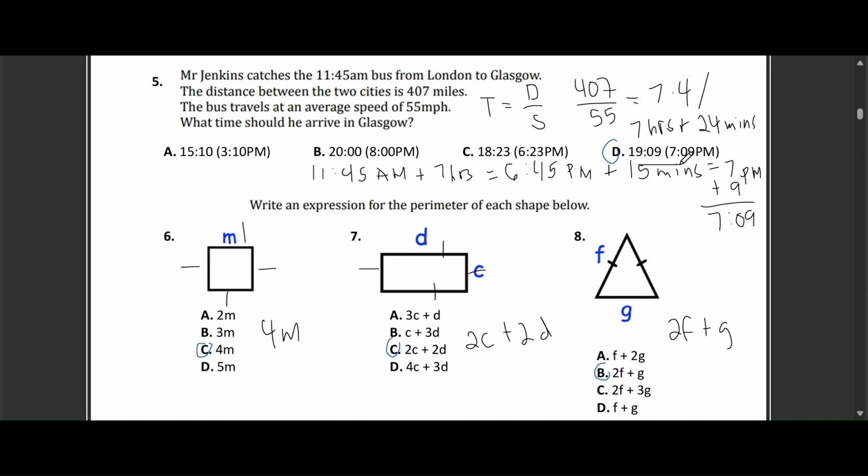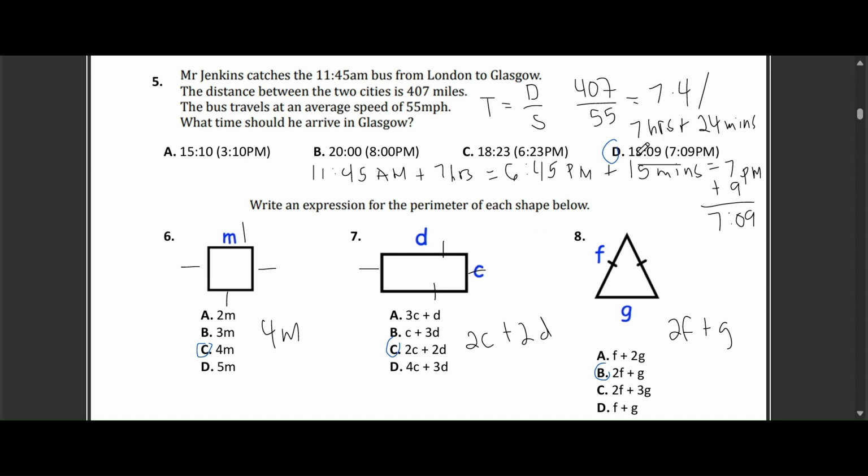To solve this, we need to figure out how long the bus ride takes. Do you remember the formula? Time equals distance divided by speed. The distance between the cities is 407 miles, and the bus travels at an average speed of 55 miles per hour. 407 divided by 55 equals around 7.4 hours. That's 7 hours and 24 minutes.